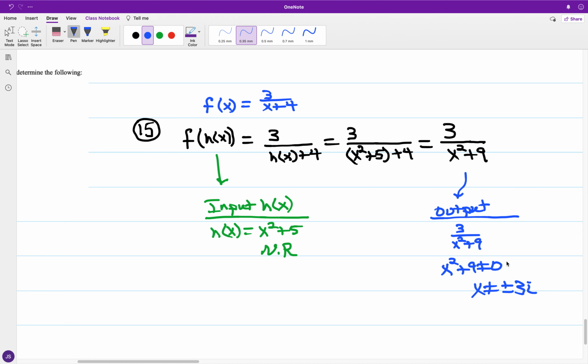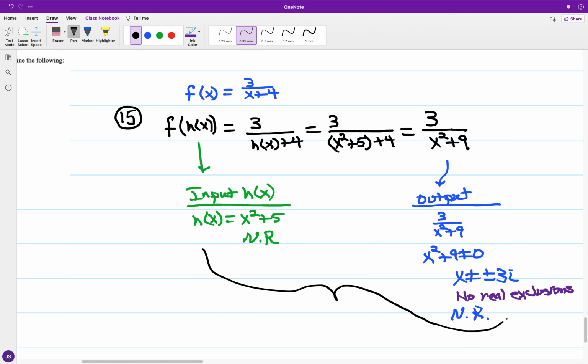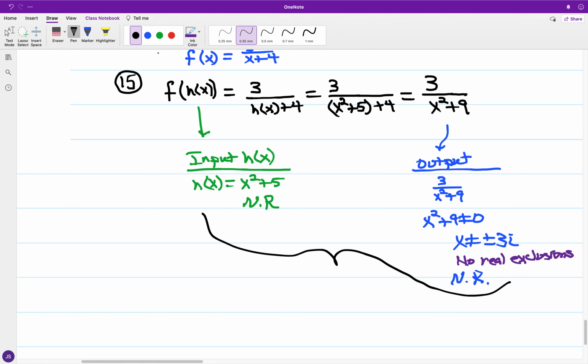So what this means is that we're not working with the complex number system anymore. So you have no real exclusions. That means for the output, there's no restriction. So between the input function and the output function, we have no restriction at all. And so that means that for 15, we have the domain to be the set of all real numbers.